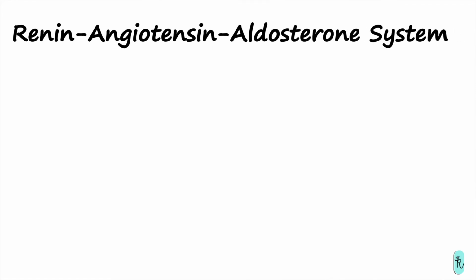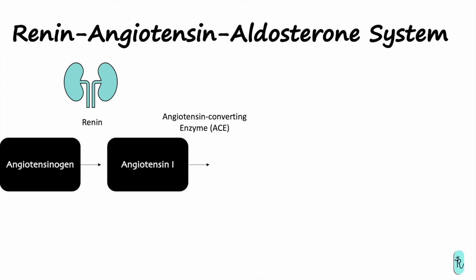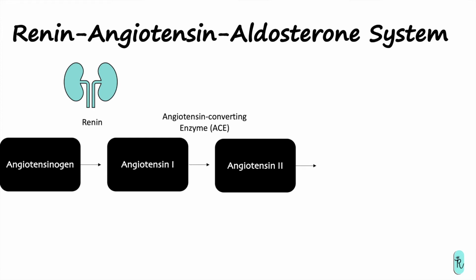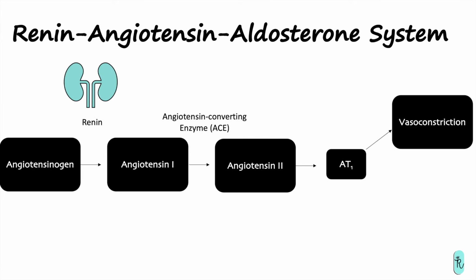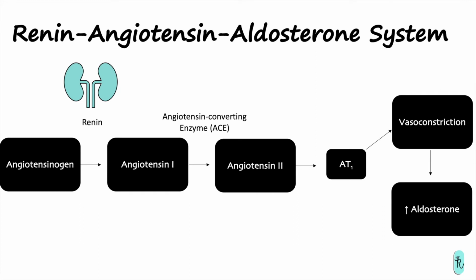The renin-angiotensin-aldosterone system, or RAS system, is central to understanding how blood pressure is maintained and how hypertension is treated. The RAS system begins in the kidneys where an enzyme called renin is secreted. Renin works to convert angiotensinogen to angiotensin 1. Then, angiotensin converting enzyme, or ACE, converts angiotensin 1 to angiotensin 2. After this, angiotensin 2 binds to the AT1 receptor, which causes vasoconstriction of blood vessels and subsequently an increase in aldosterone by detection of stretched receptors.